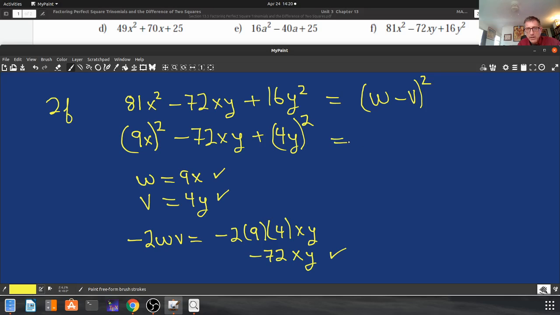So now all I do is replace my W with what I found it to be, which is 9x, and my V with what I found it to be. Notice W and V in both cases are polynomial terms, variable terms. And I found the factorization to be 9x minus 4y squared. Okay, I'm going to turn this off and reboot the computer, and then I'll start back up with 13.5, problem number 3, where we're looking at a different possible form.